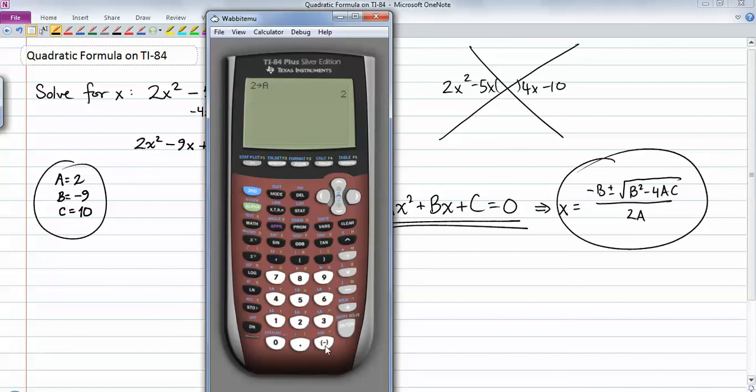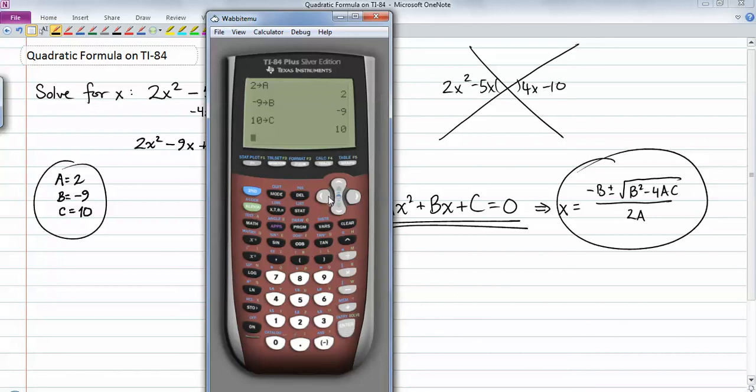So first, by the way, that's a negative 9, not a minus 9. This is the negative button down here in parentheses. So negative 9, store that as alpha B. Right, there's B in green. And then the last one, I'll store 10 as C.